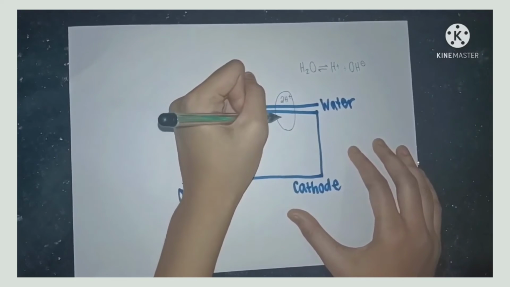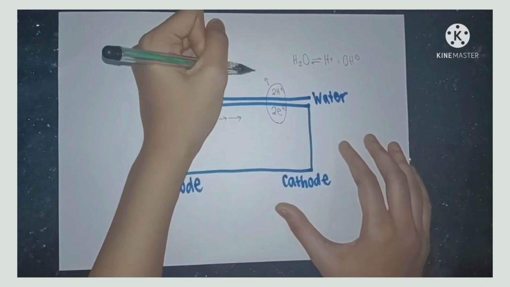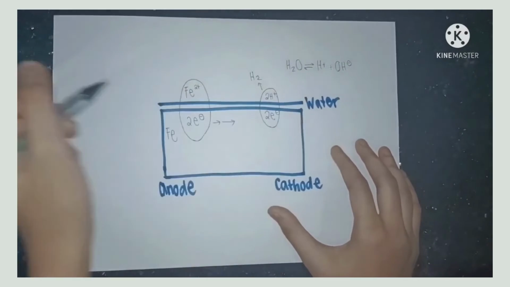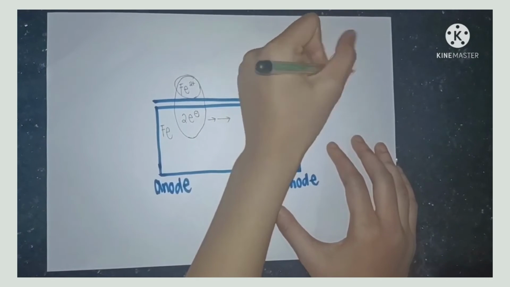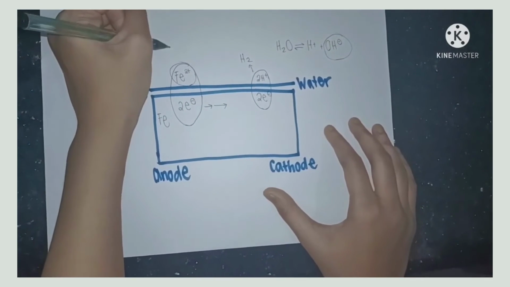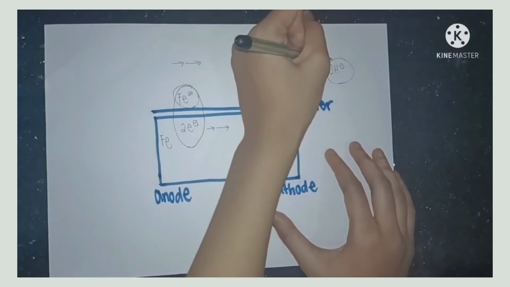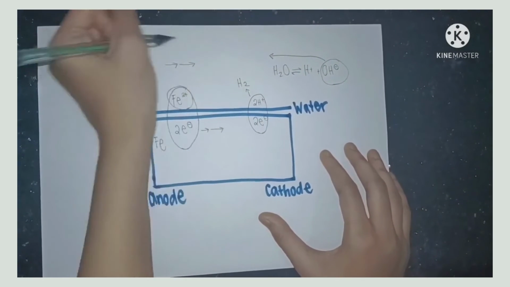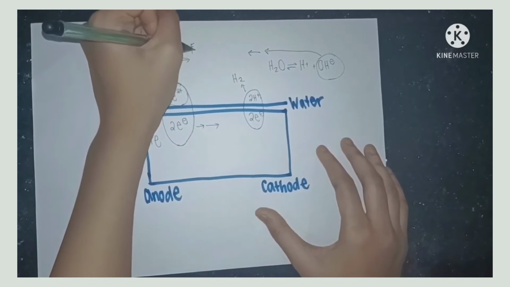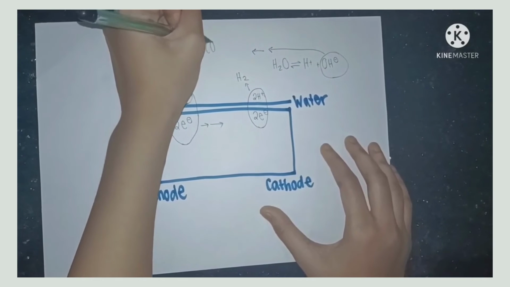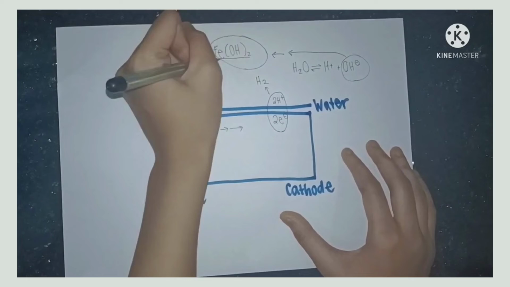H+ will react with 2 electrons and form H2. So right now we have a few Fe2+ ions and OH- ions. These Fe2+ ions will travel toward the cathode and these OH- ions will travel toward the anode. Afterwards it will form ferrous hydroxide. This is the first corrosion product that will form.